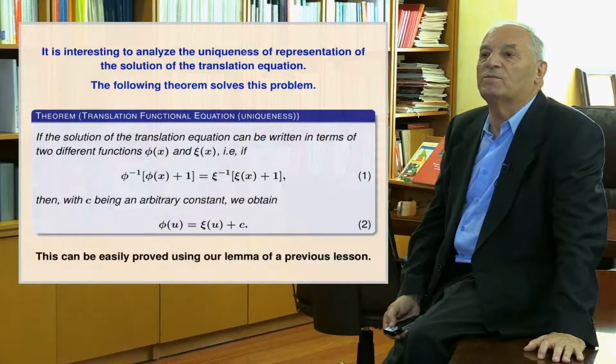As in previous functional equations, we can ask ourselves about the uniqueness problem of the function phi. The answer to this question is contained in this theorem, which shows that we have uniqueness up to a translation, represented by the constant c. As before, our lemma of a previous lesson allows us to demonstrate the theorem result.